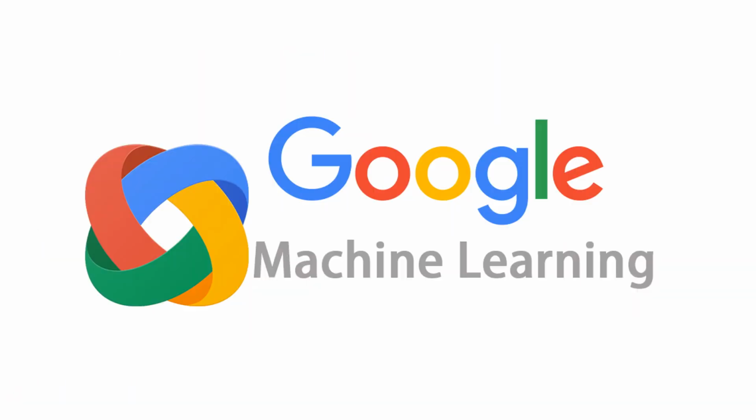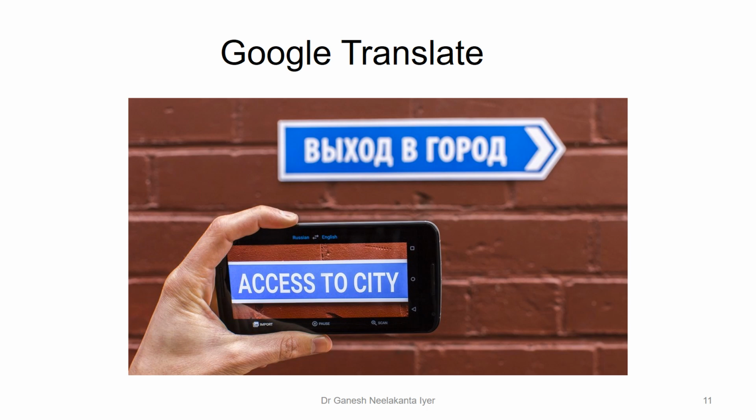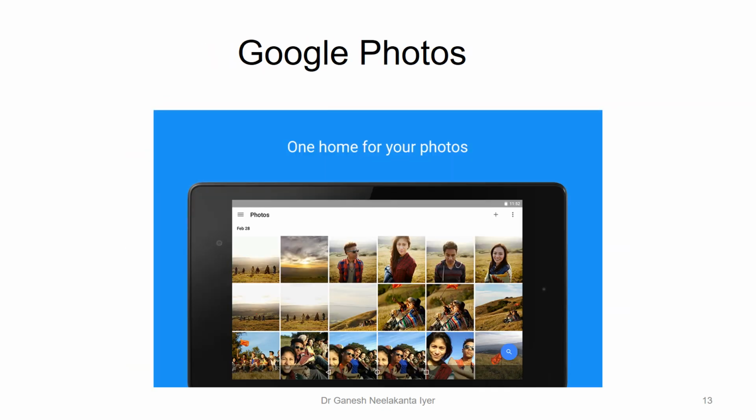What about Google? Machine learning is everywhere at Google. You have seen Google Translate, which helps you translate one language to another. In this example, you see Russian getting translated to English on the click of a photograph. Or Google Voice Search, Google Photos. If you have noticed, Google Photos will try to tag you, and group by your name, by locations, and by features.